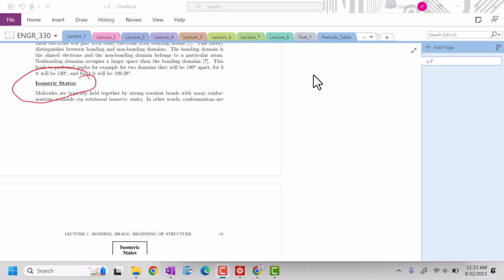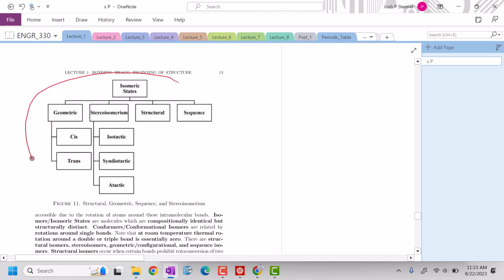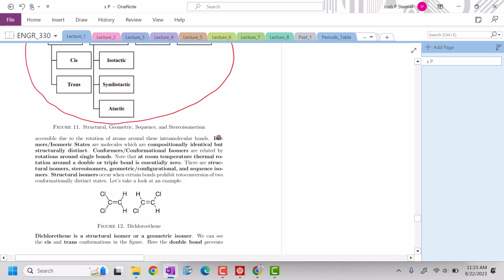And we are back. And so we are going to talk about isomeric states and specifically the difference between isomers and conformers. So there are quite a few isomeric states, and we are going to talk about all of these different isomeric states. But first, we have to understand what are isomers. So isomers or isomeric states are molecules which are compositionally identical. So same composition of atoms, but they are structurally distinct. And this is the key phrase here. They must be structurally distinct.